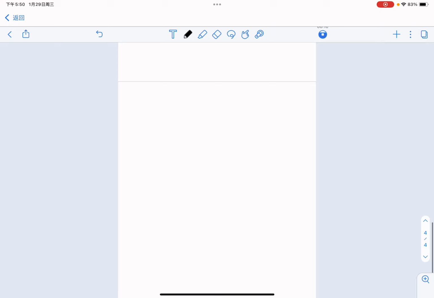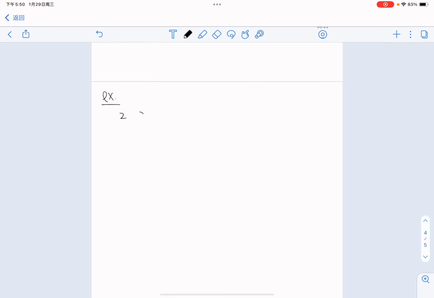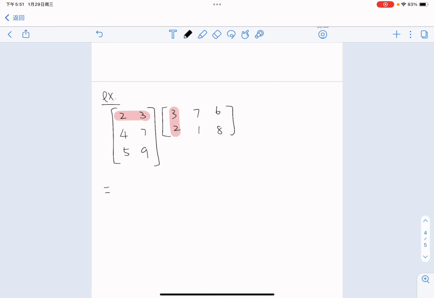And let's do another example here. Let's have 2, 3, 4, 7, 5, 9. How do we do this? You take the first row vector, multiply with the first column vector. That is 2 times 3 plus 3 times 2. Now take the second row vector with the first column vector: 4 times 3 plus 7 times 2. Then it is the last row vector with the first column vector: 5 times 3 plus 9 times 2.